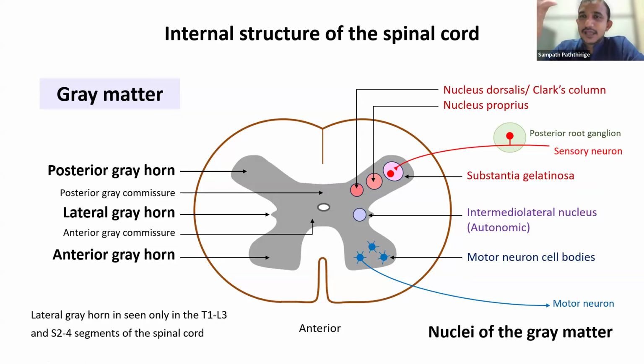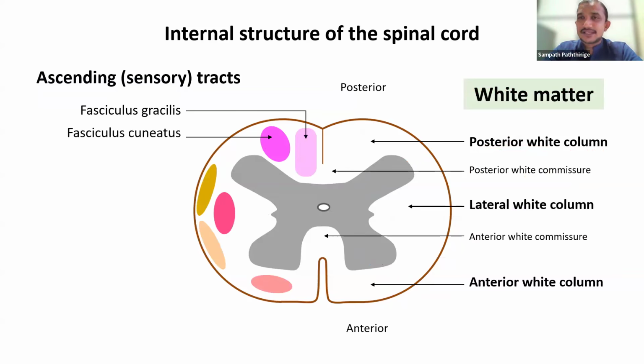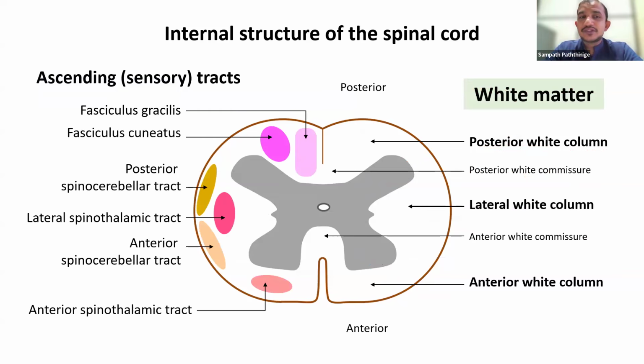So this is about the arrangement or the structure of the gray matter, right? Then we move into the white matter, which contains three columns: the posterior, lateral, and anterior white columns. This contains the ascending and the descending tracts, right? So we describe it as three sets. The posterior column has the fasciculus gracilis and fasciculus cuneatus. Then we have two spinothalamic tracts, the lateral and the anterior ones, and the two spinocerebellar tracts, right? We look at them here separately.